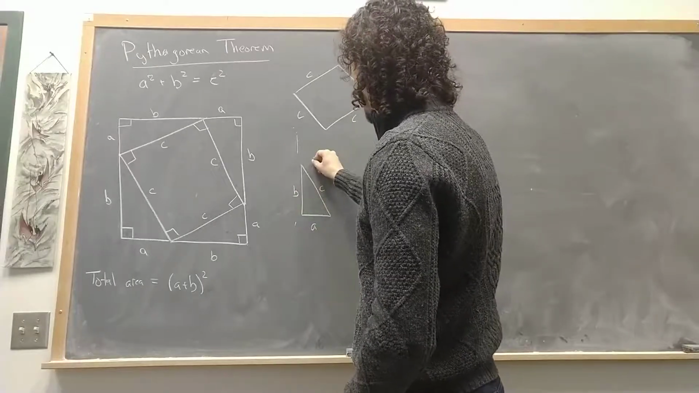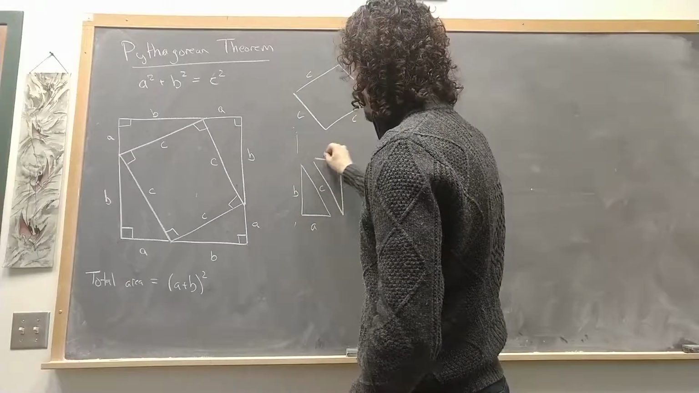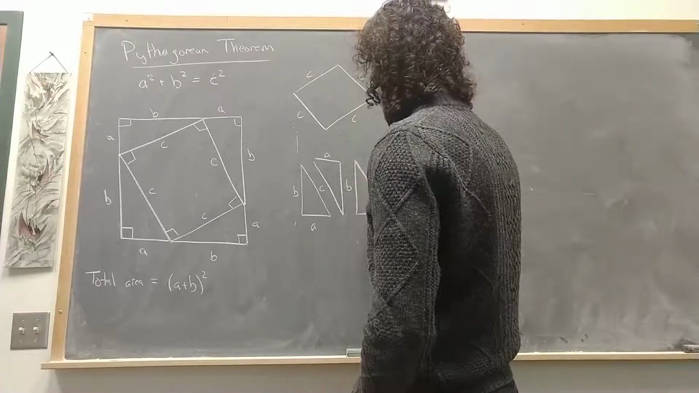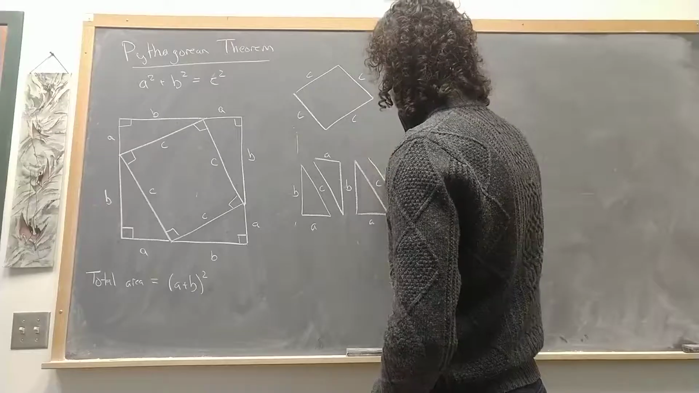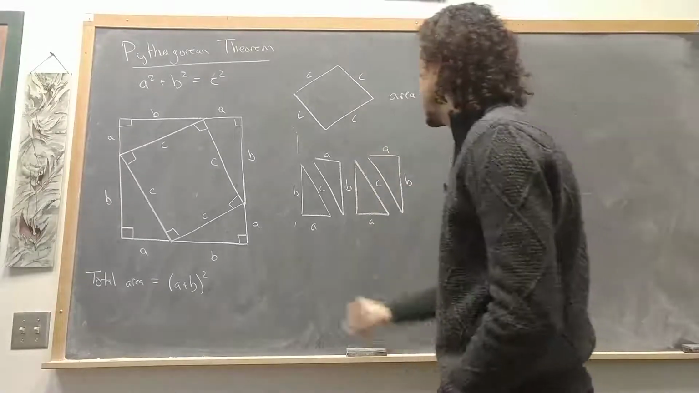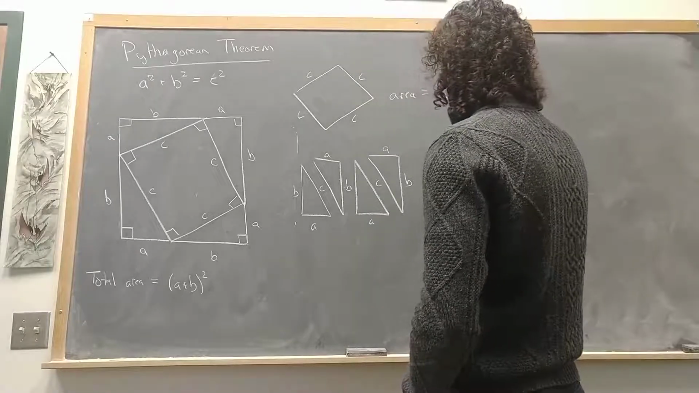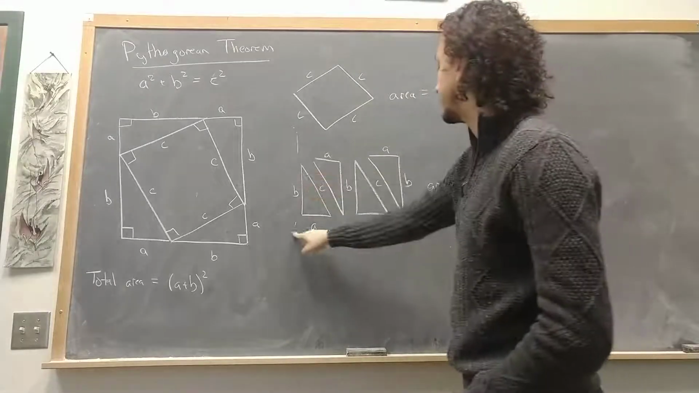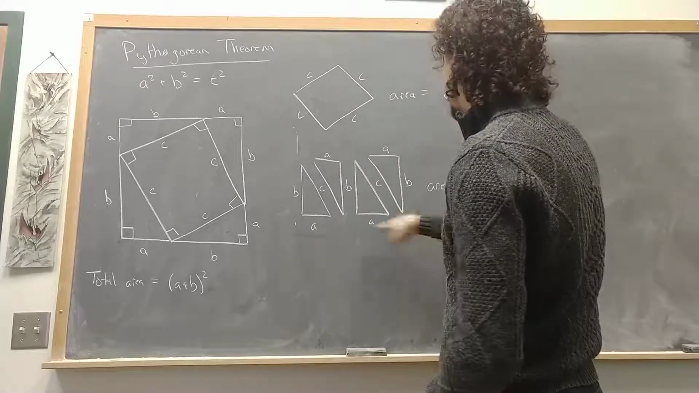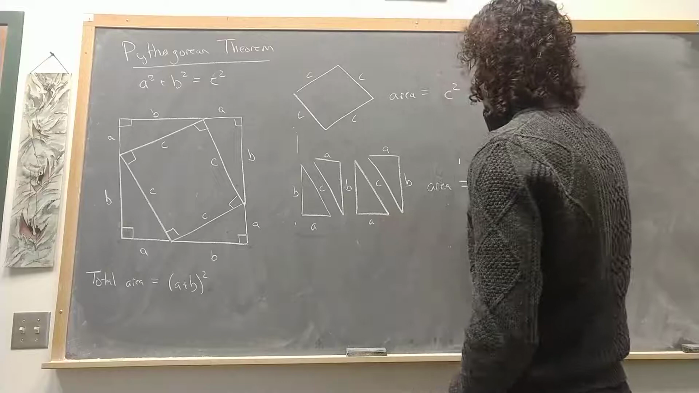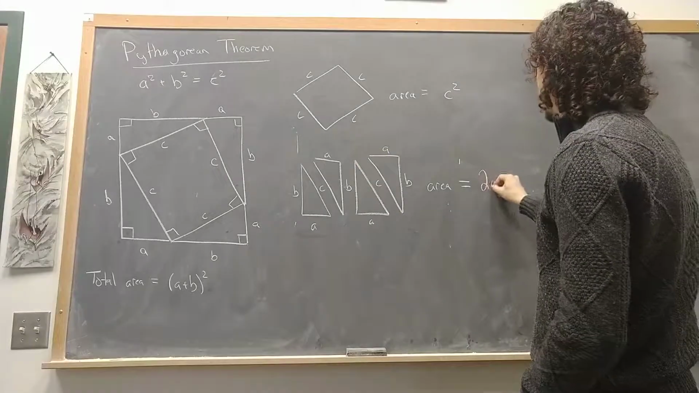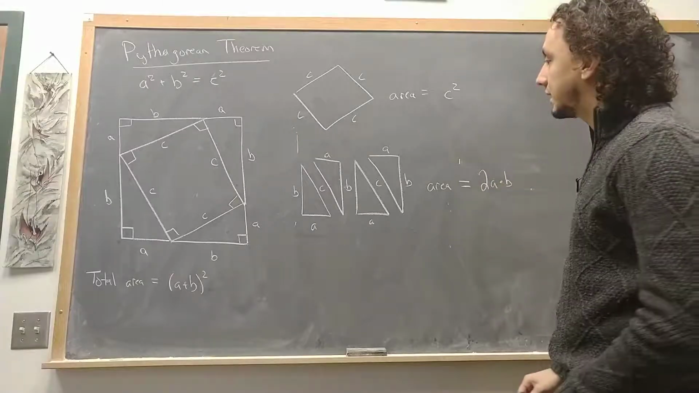What's left are these 4 triangles, ABC, ABC, ABC, ABC, and so their total area, because when you put them together, makes a rectangle of side lengths 2A and B. So the total area of these 4 triangles together is 2A times B.